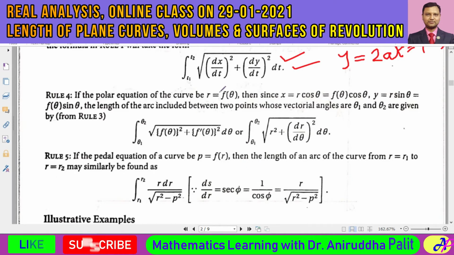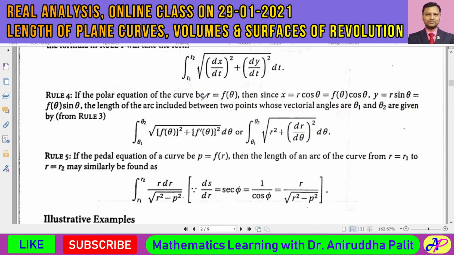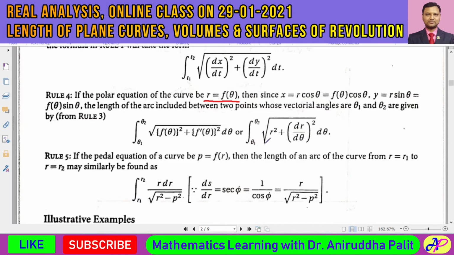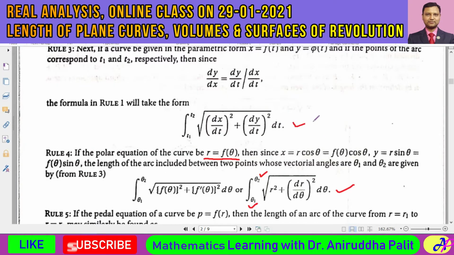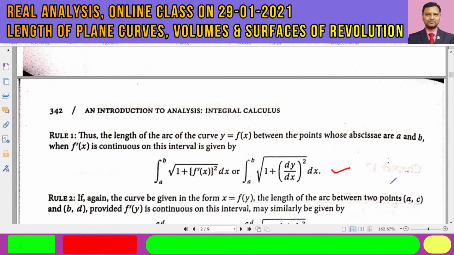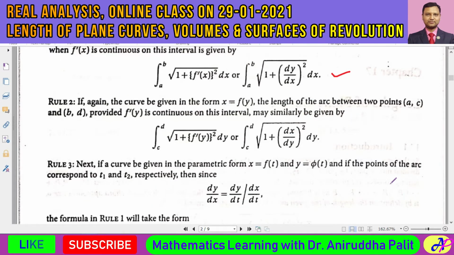And if the curve is given in polar form, like this, r is equal to f of theta, then by different intermediate computation, we ultimately get this result: theta varying from theta 1 to theta 2, square root of r square plus (dr/d theta) whole square d theta. So you just remember this formula, then this formula, and then this formula. These three formulas would be sufficient for this chapter. All right, in this way we can find out the length of a given curve.